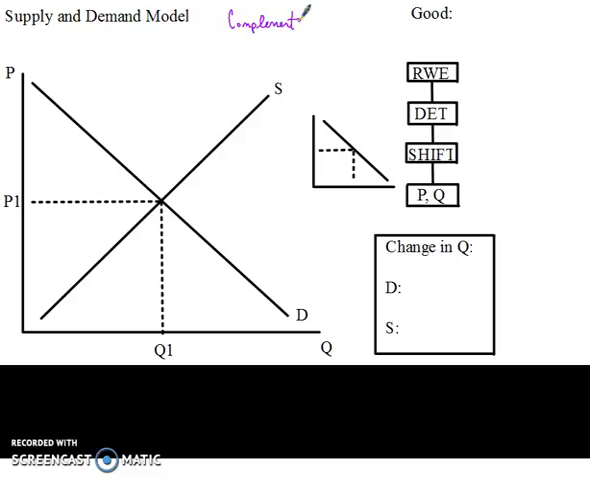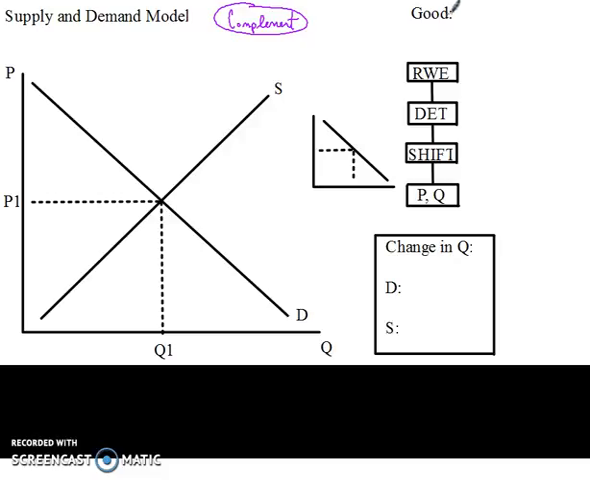Substitute goods are goods that get consumed in place of each other. We did that on the last video. On this video, we are looking at complementary goods. Those are goods that tend to get consumed together. A great example of this, by the way, is peanut butter and jelly, shirt and tie, shoes and socks, things like that.